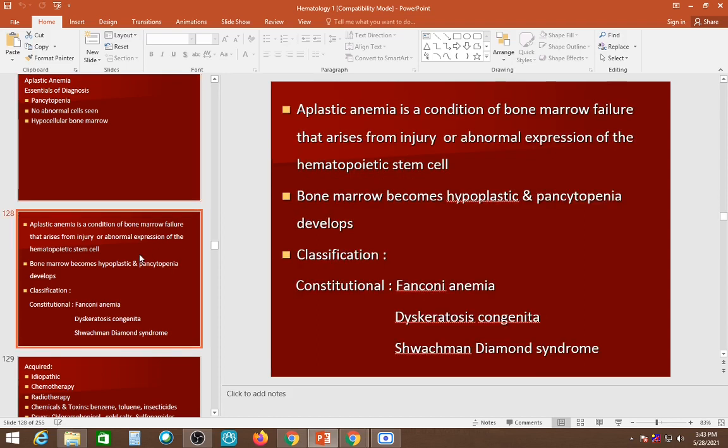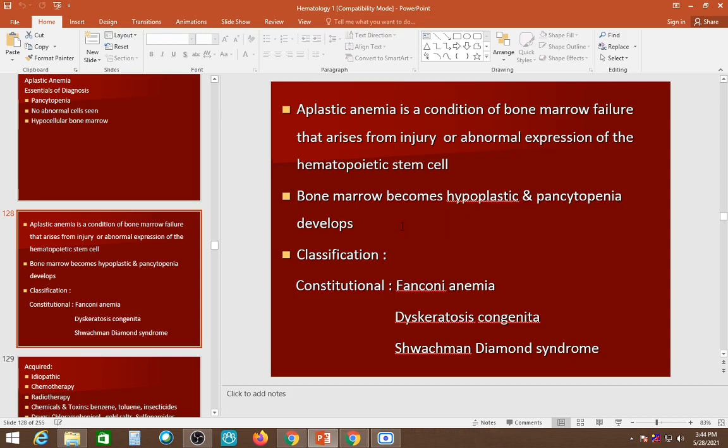So what is aplastic anemia? It is a condition of bone marrow failure that arises from injury or abnormal expression of the hematopoietic stem cell. So the bone marrow here becomes hypoplastic. There is hypocellularity and pancytopenia develops. Okay. So again we come to the classification. How do we classify aplastic anemia?